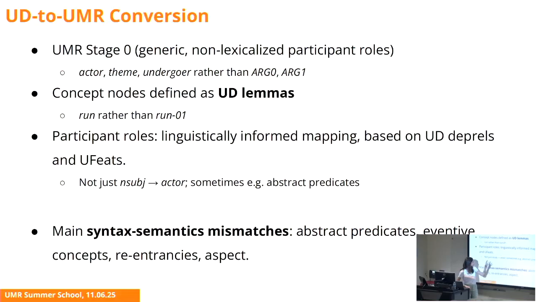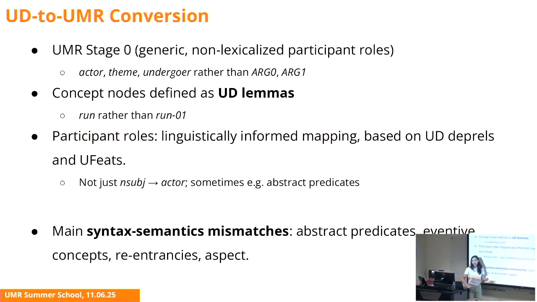And then, basically, the core of the conversion revolves around the mapping between mostly dependency relations and participant roles. However, we do not only exploit dependency relations, but also, for example, universal features such as case, polarity, tense. And this mapping does not always output participant roles. Sometimes we have to introduce a more complex structure, such as an abstract predicate.